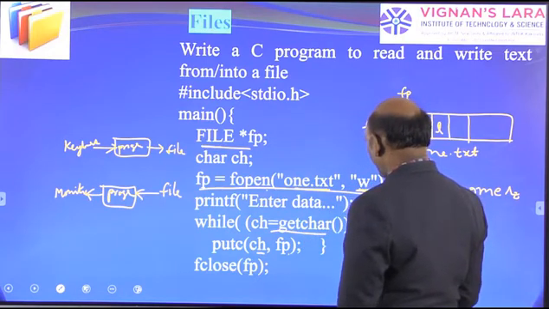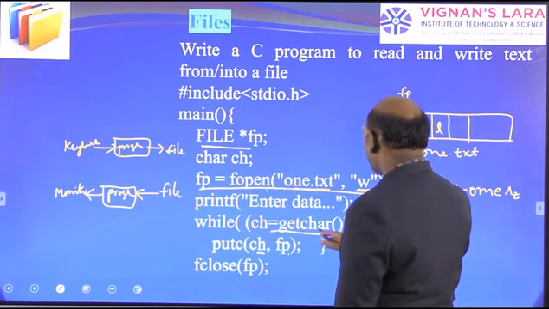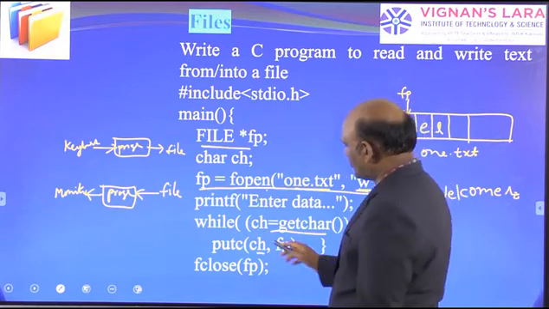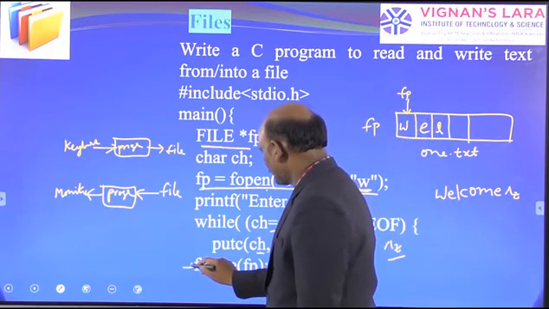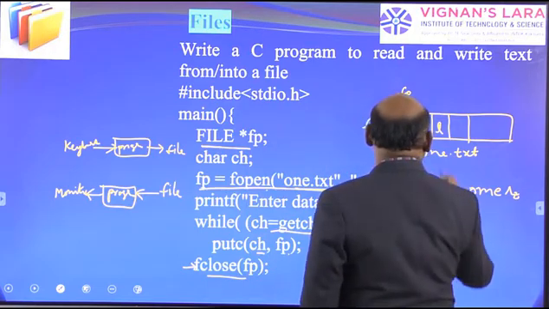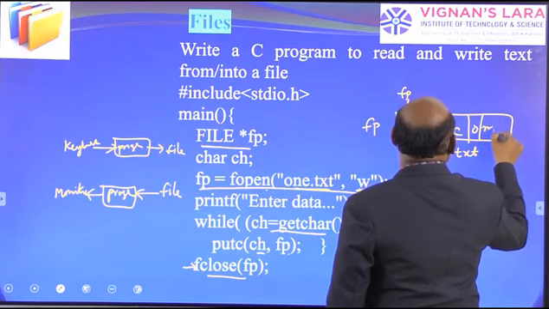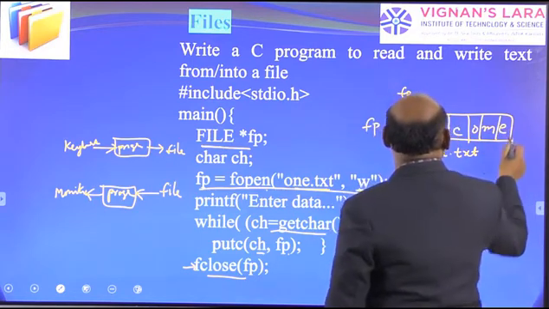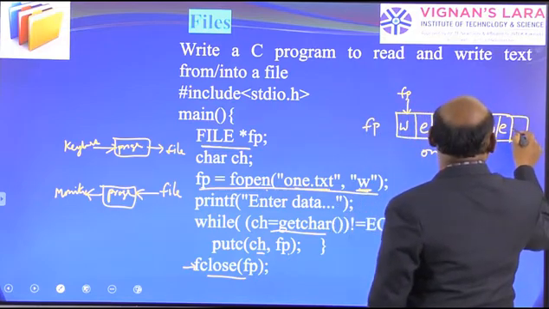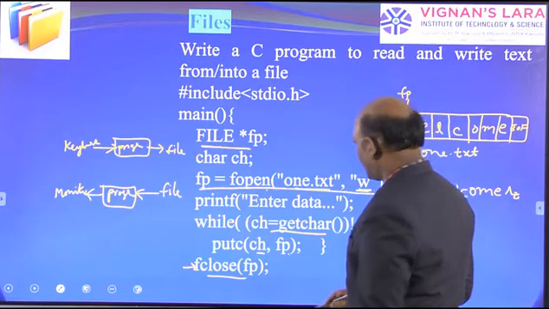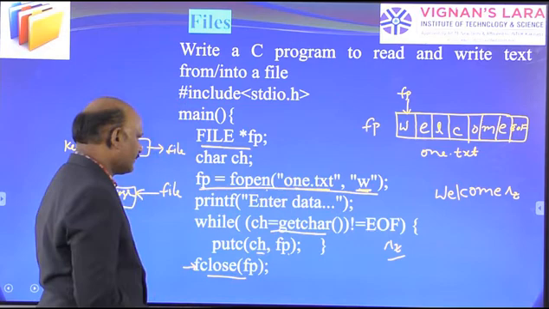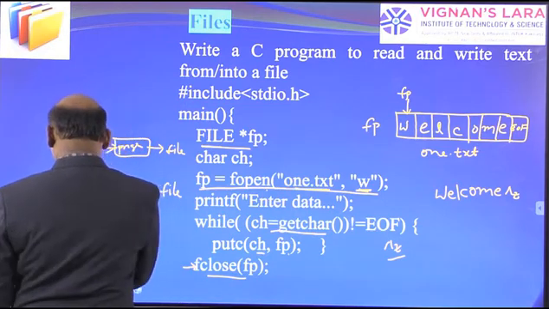It represents end of file, so this condition becomes false. Ctrl Z is not equal to Ctrl Z, that is false. Then the control is out of the while loop. After that, fclose of fp, the file pointer will be closed. So it is stored like this, welcome, and finally the end marker EOF, Ctrl Z, is there. With fclose of fp, that file will be closed.